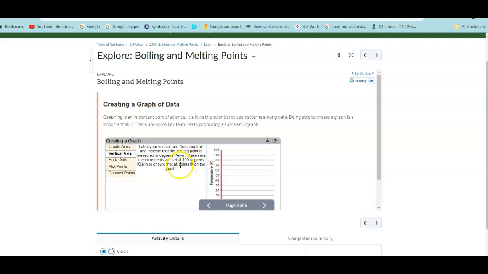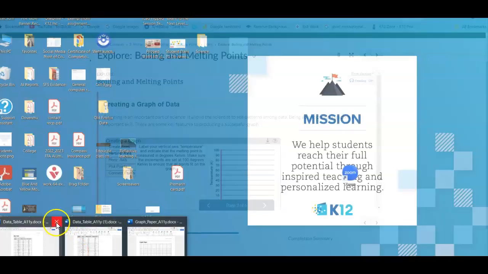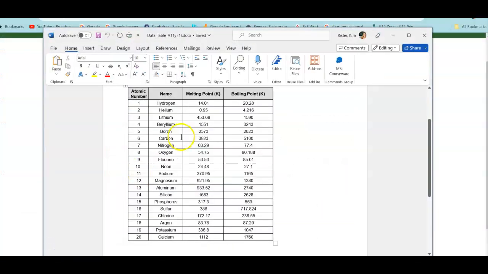And then this says that increments are set up at 100 degrees. And that's actually not a good range that's going to work for us, because if you happen to look closely at this document, you can see that the numbers are well over 100.